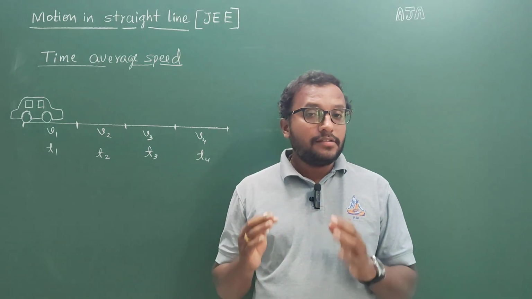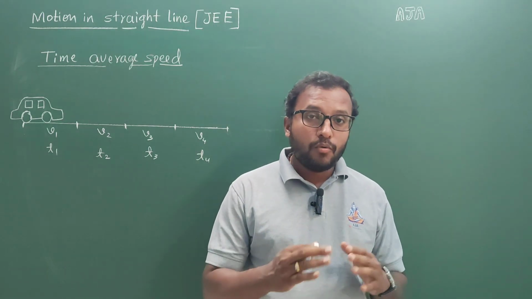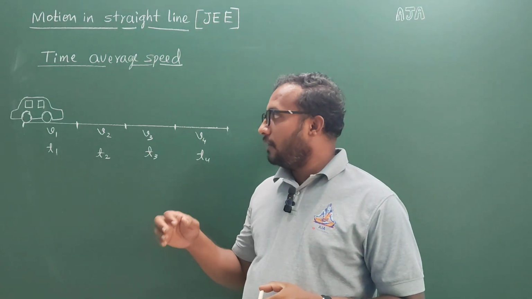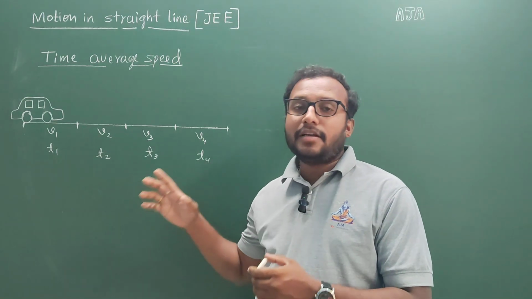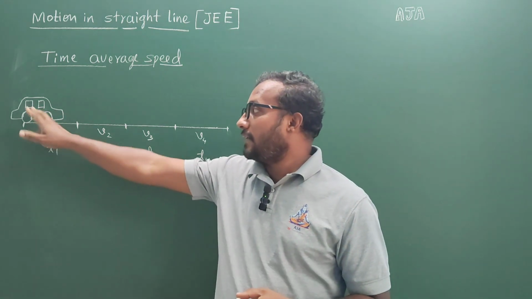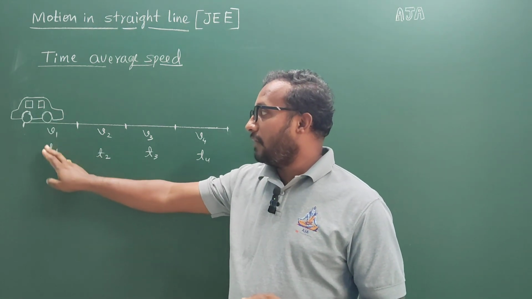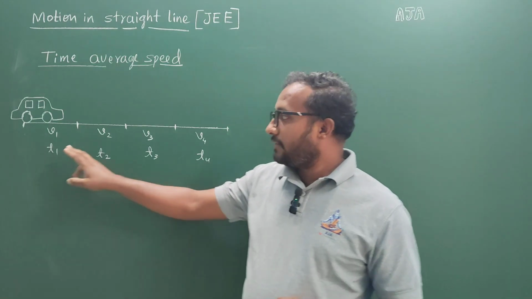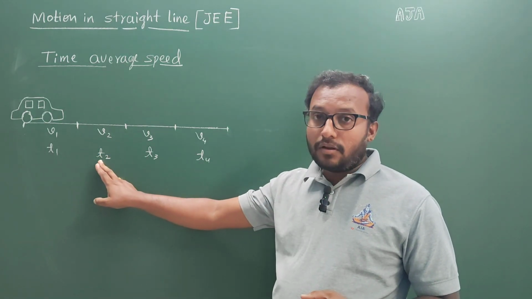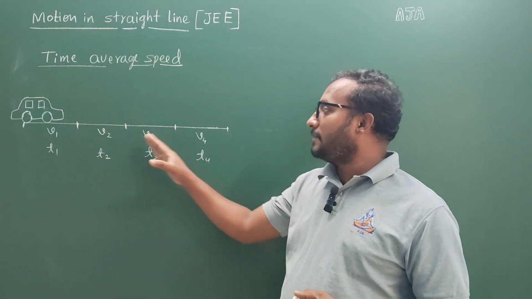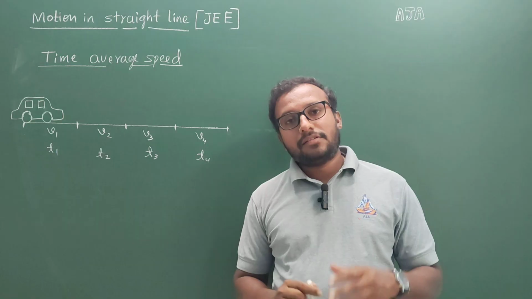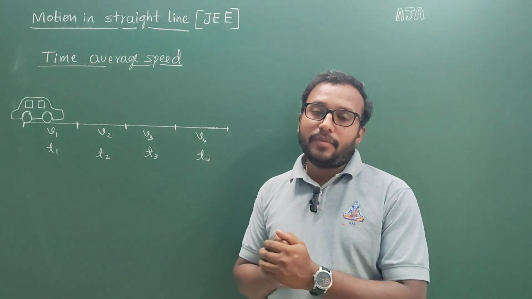Now let's understand average speed in a more generalized way. There are cases when a particle is traveling at different speeds at different intervals of time. For example, this is a car traveling at the speed v1 in the time interval t1. Similarly, it is traveling with a different speed v2 in the next time interval t2, and so on. In such cases, how do we calculate the average speed?